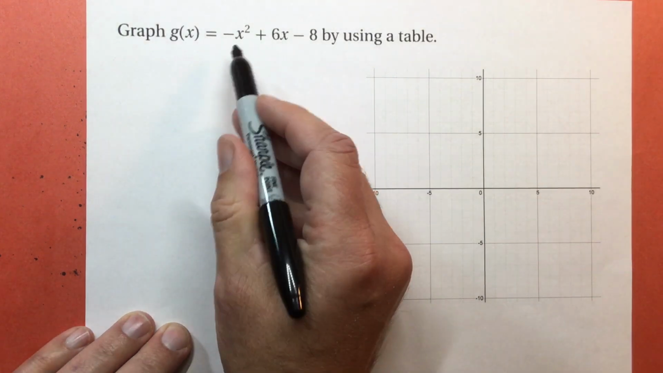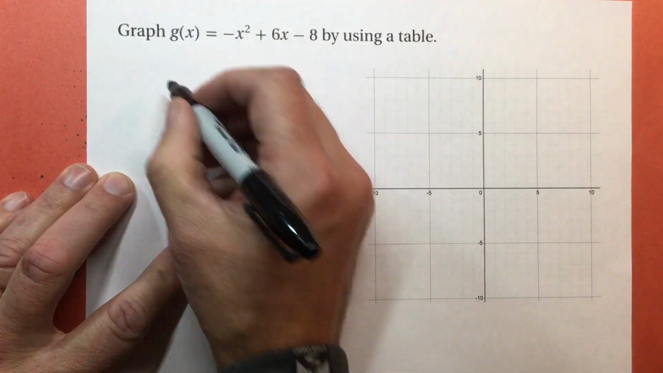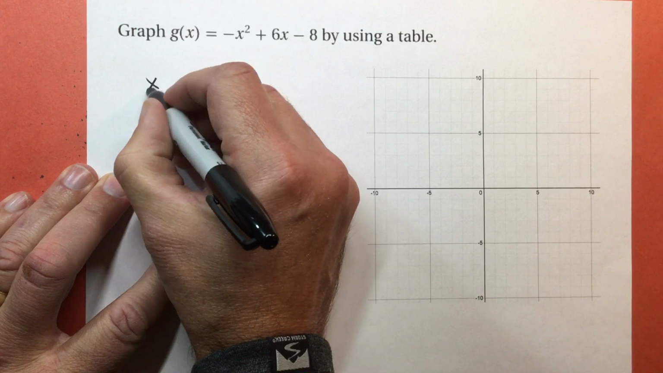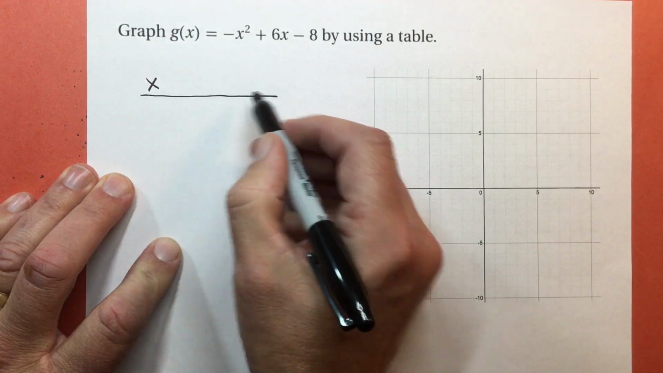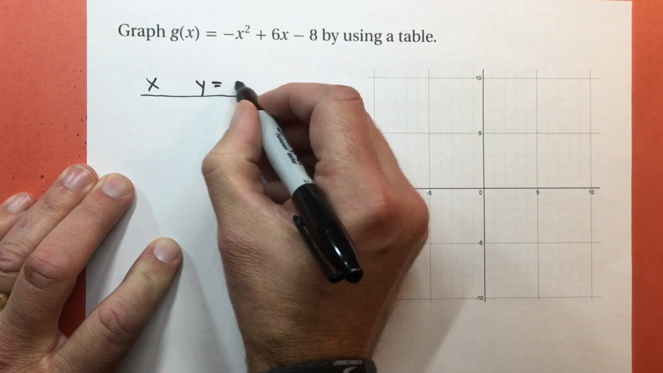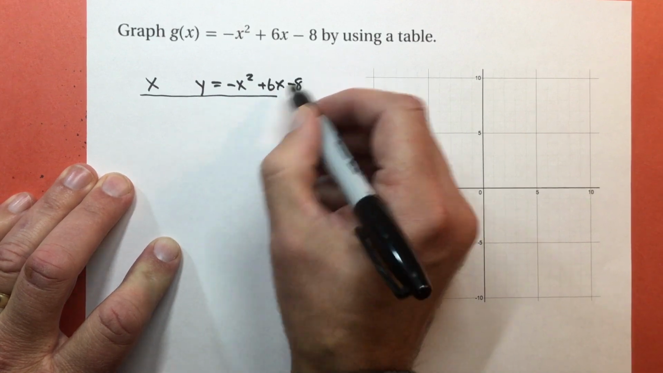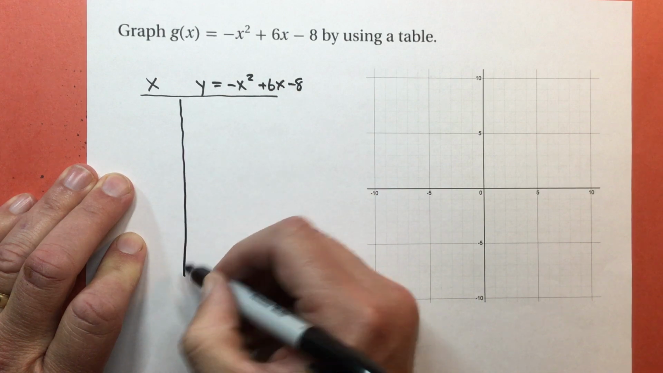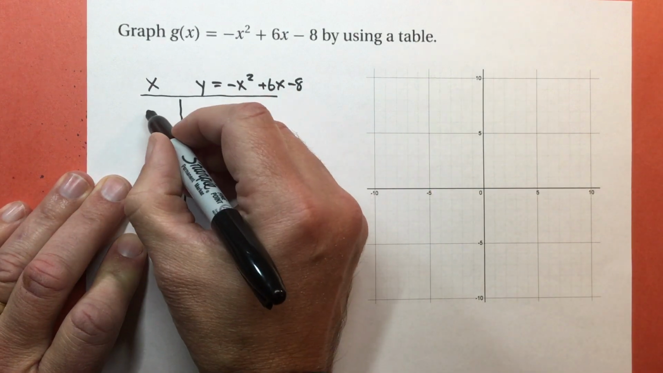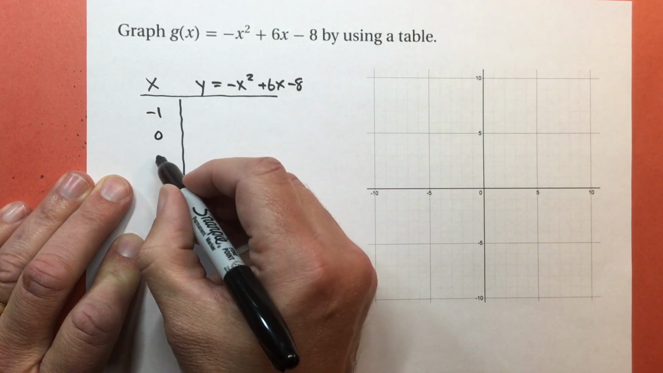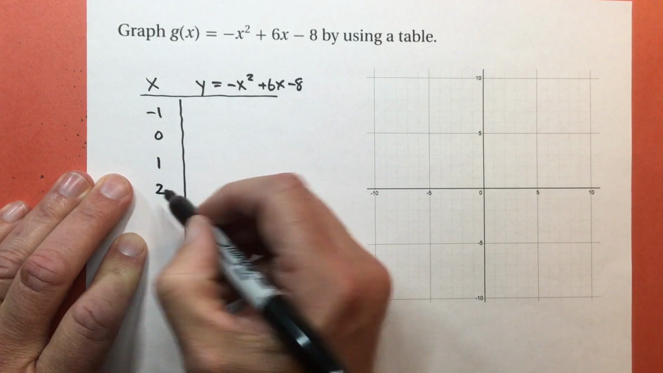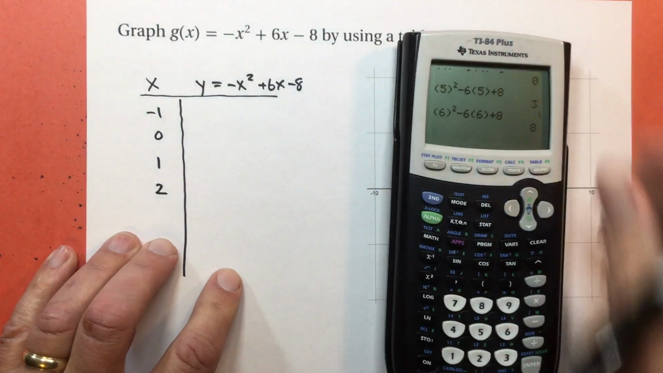So this one's negative x squared plus 6x minus 8. So again, here's my table. Here's my x values that I'm going to pick, and my y values are going to be coming from negative x squared plus 6x subtract 8. So let's try negative 1 again. Let's try 0, and let's try 1 and 2, and then we'll see where we get started. All right.